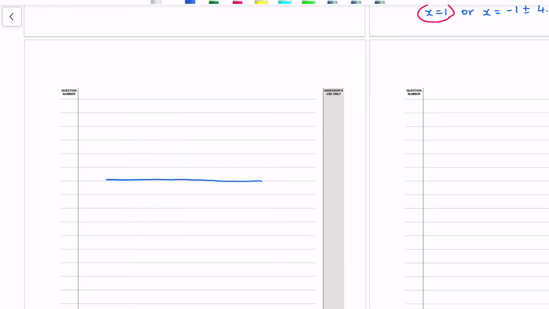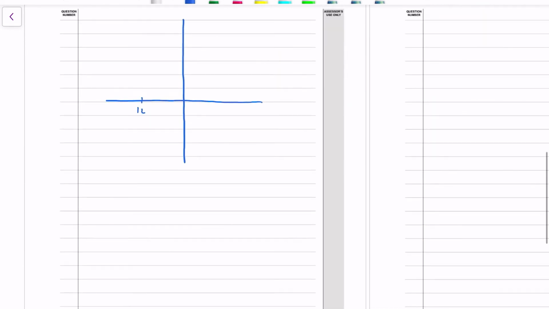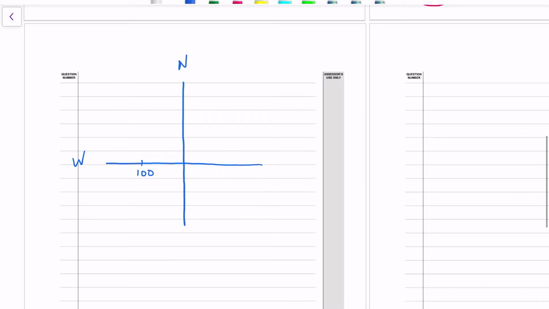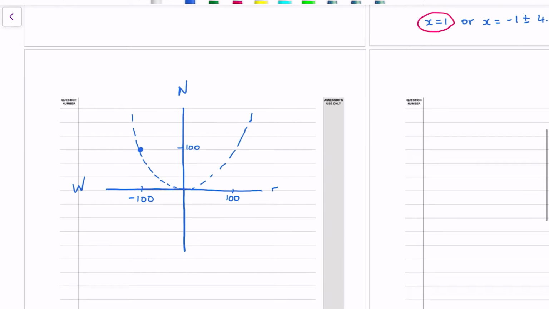The marking schedule assumed that the parabola is an upright one, and I don't think the question actually tells us enough to work that out. It says its vertex is at the origin and that the car starts at a point 100 metres west and 100 metres north. So this is west, this is north: 100, 100. So the car starts there, and we go around in the shape of a parabola. To scale, that's negative 100, and 100. Then the statue is located 100 metres east and 50 metres north, so the statue is going to be in here somewhere.